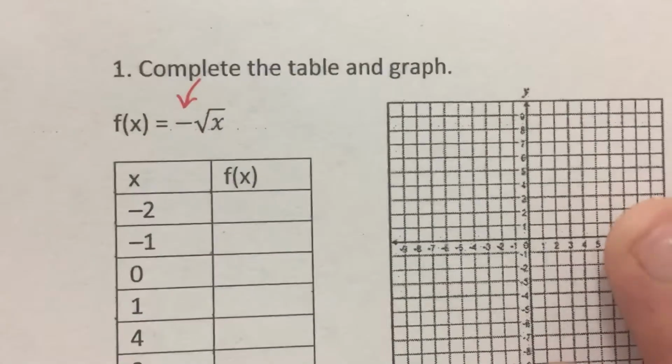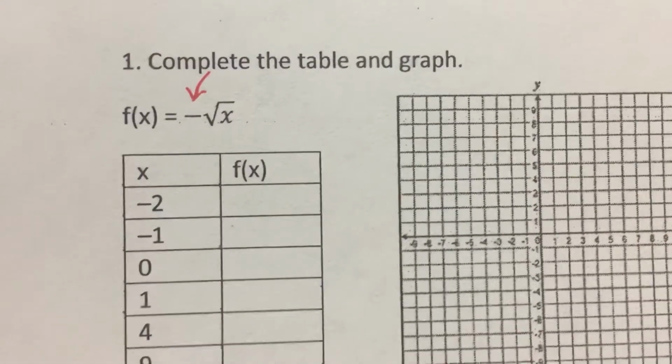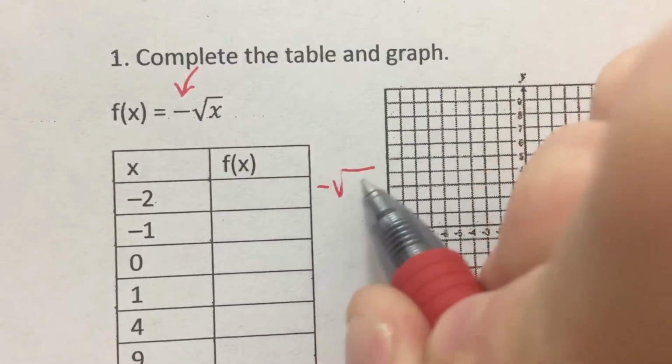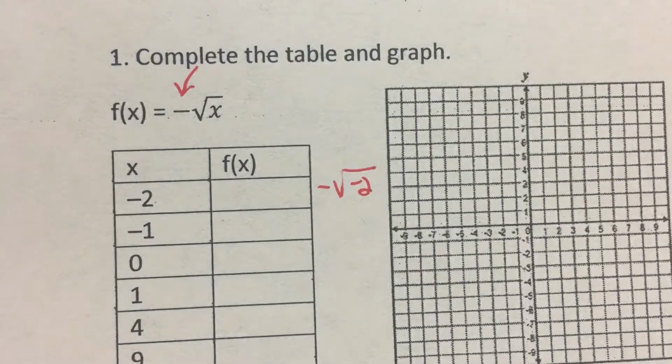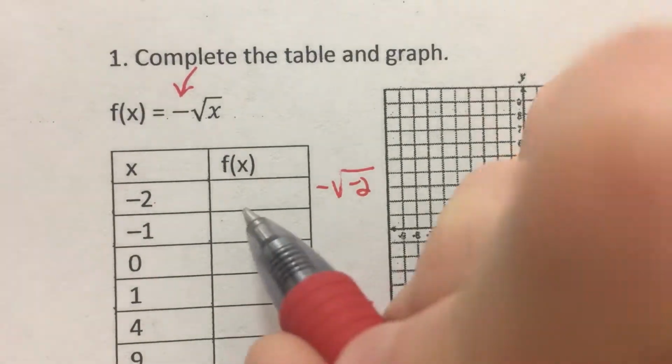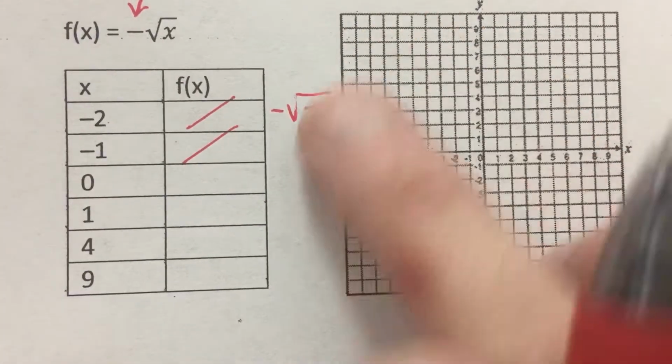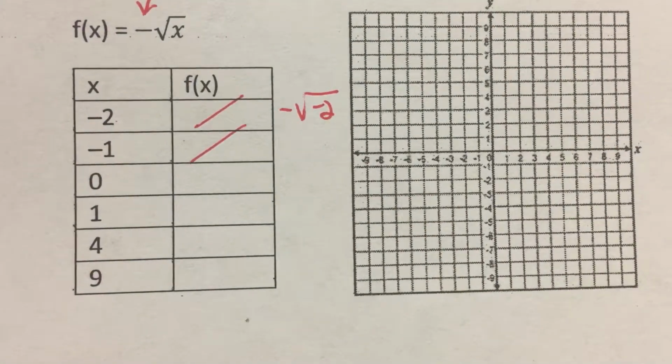Remember, we got this little wave. What would happen if we stuck a negative on front? Well, the first part is still the same. If we try to take negative 2 and plug it in right there, the first thing we'd have to do is square root negative 2, which is not possible. So negative 2 and negative 1, once again, we can throw out. We're not going to see any part of the graph here on the left-hand side.